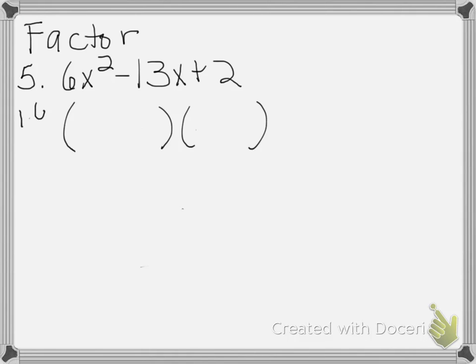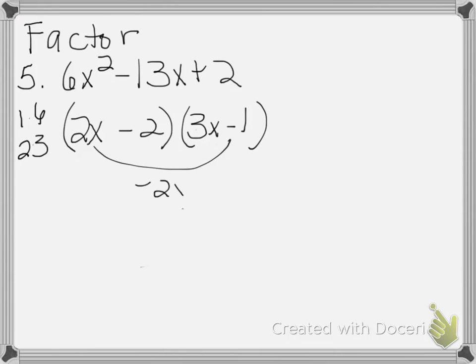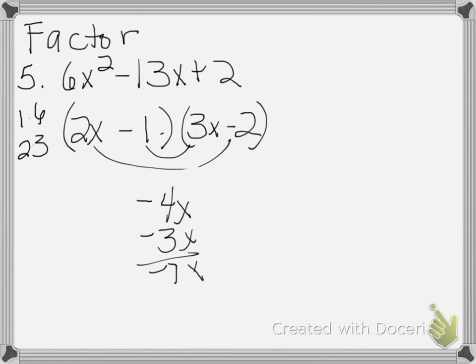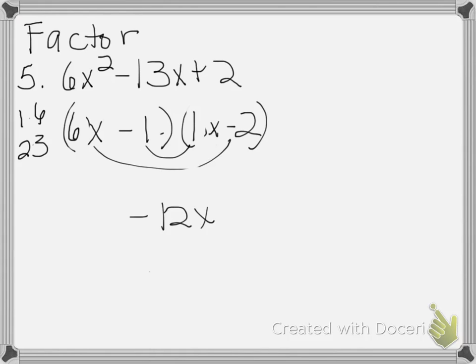Okay, here we go. We're going to list the factors of 6, list the factors of 2. We're going to guess and check. It's negative 8x. It's not negative 13, so we're going to flip the 2 and the 1 around. Check. That didn't work, so now we're going to use the 6 and the 1. That checks.